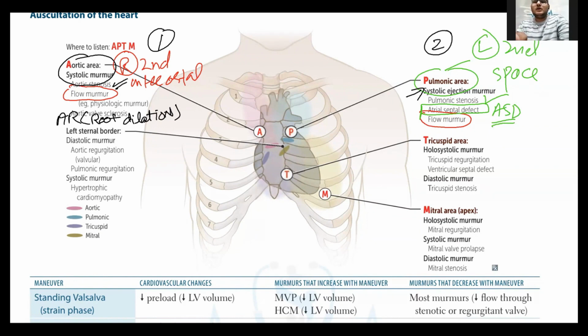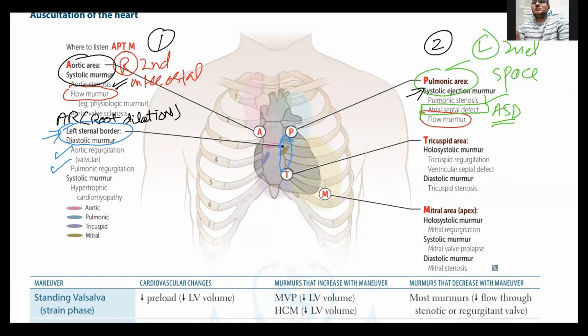Now, our third point I will highlight with blue. Third is the left sternal border. Okay, this is the left sternal area. In the left sternal border, we have aortic regurgitation. We have pulmonic regurgitation. Remember, always the regurgitation murmurs of the counterparts, like aorta and pulmonic. Both are on the left sternal border.